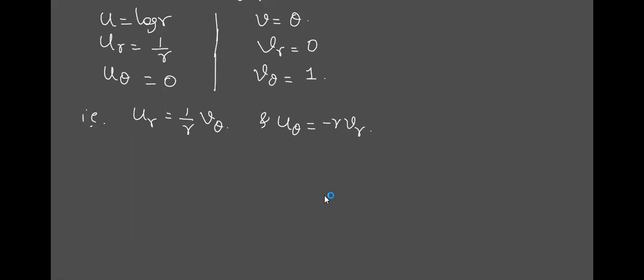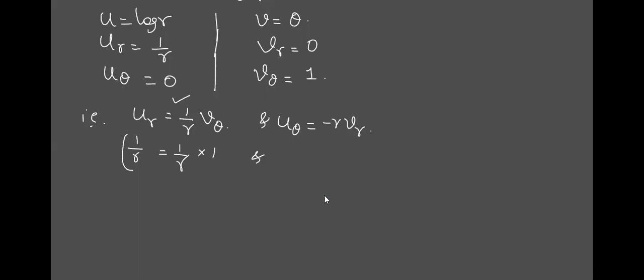Let us just confirm, because in the case of polar, I cannot tell directly. We need to substitute and check. What is my u_r? My u_r is 1 by r. I'm just showing you. It's not necessary that you write it on paper, but just for your verification. What is my v_theta for this problem? 1. Isn't 1 by r equal to 1 by r? Yes. First one satisfied.